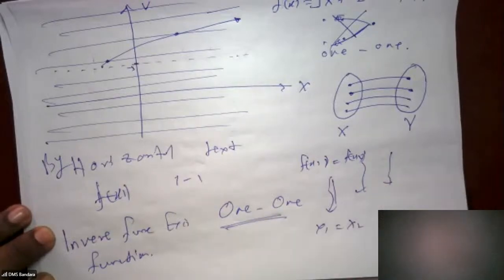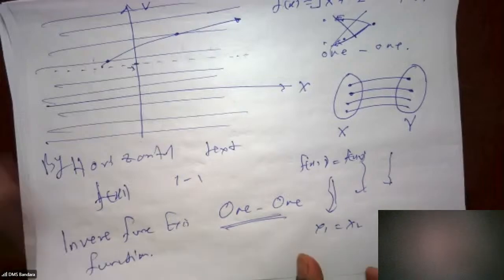Yes. Can you use x1 equal x2? Yes, you can use it. Right? You can use the x1 equal x2 method for checking one-to-one. This is a one-to-one function, so the inverse exists. So how do you find the inverse of f(x)?